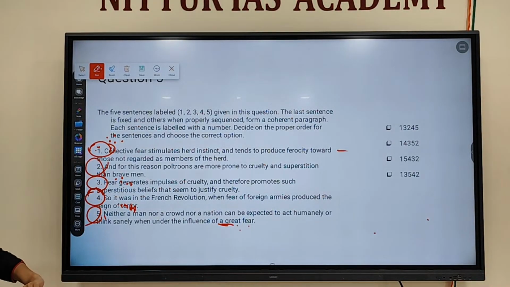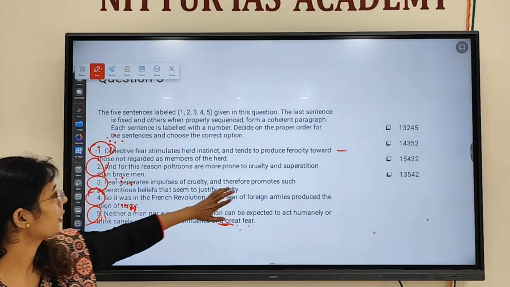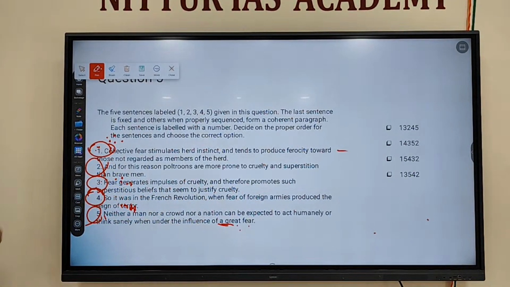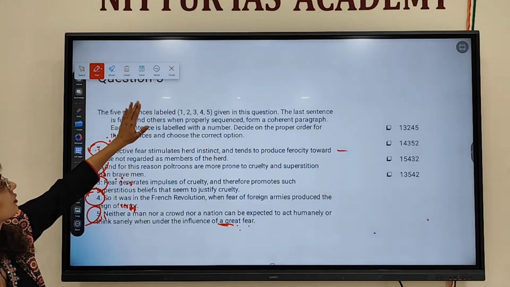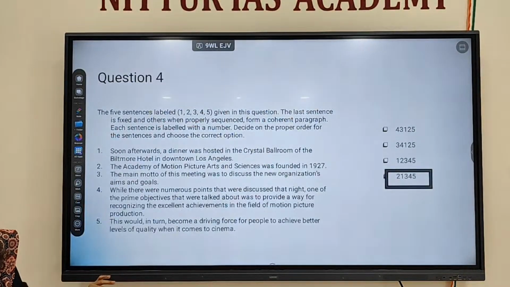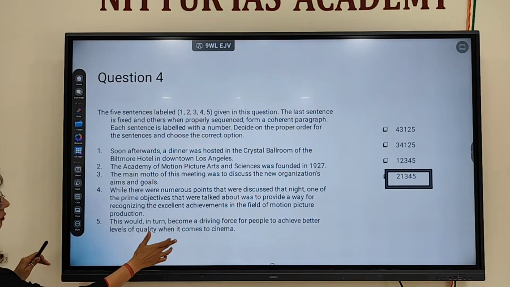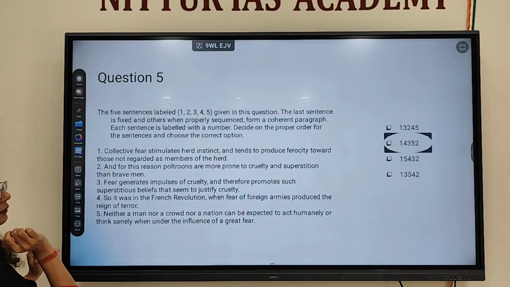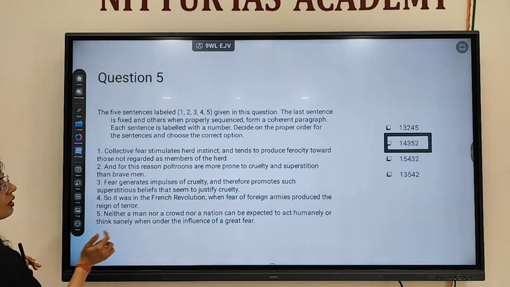And for this reason, it's kind of a culmination. And for this reason, so and so. Got it? So the answer is B. No. Wait. Yeah, the answer is B. Moving on.